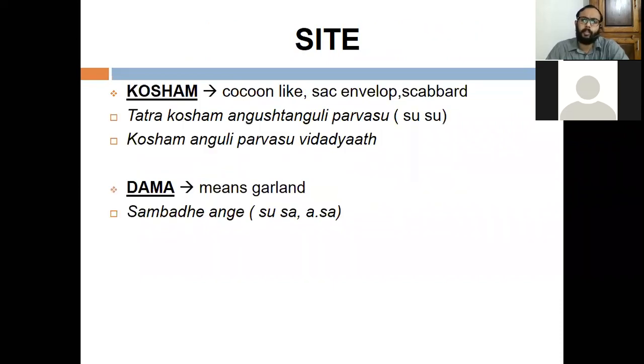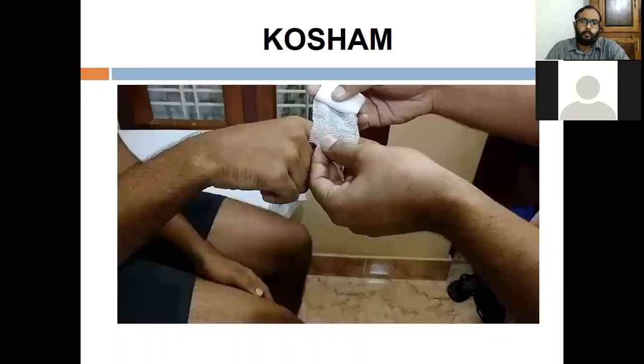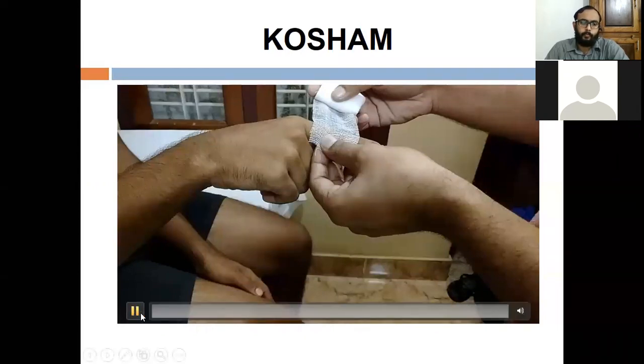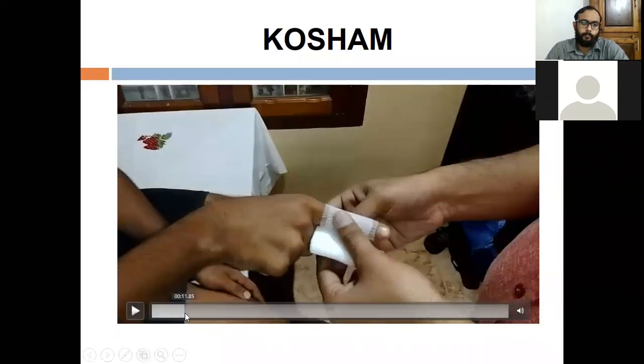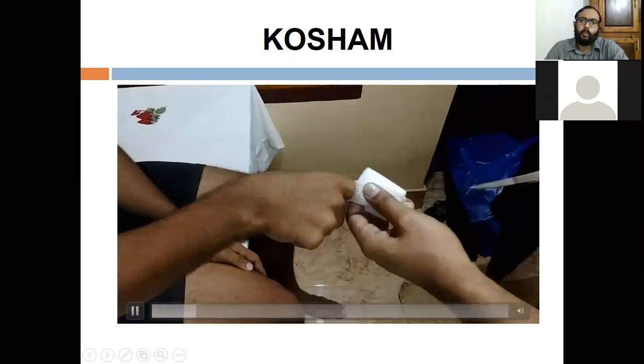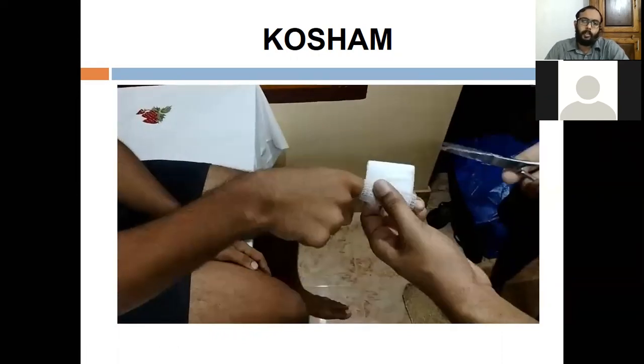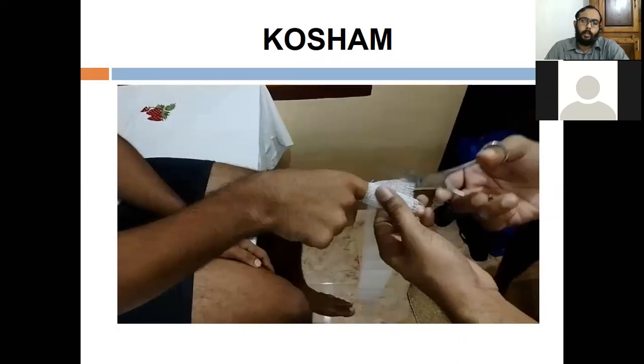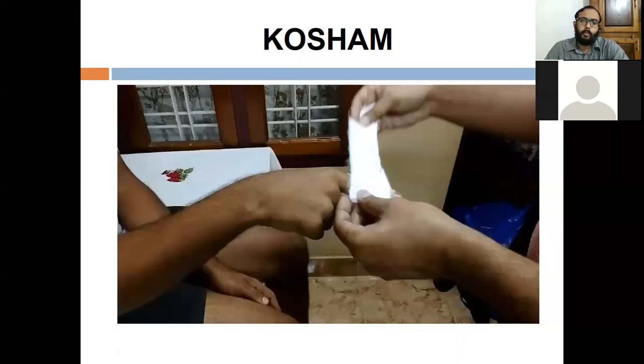Coming to specific bandages of Susruta Acharya, Kosha is Kosha Angushthanguli Parvasu. We are using this particular bandage in interphalangeal subluxation or dislocation and fracture of fingers. Actually, this is Kosha Bandha. For this purpose, it is better to go for orthosis. I will explain orthosis later. In this condition, orthosis is better than this particular bandage.